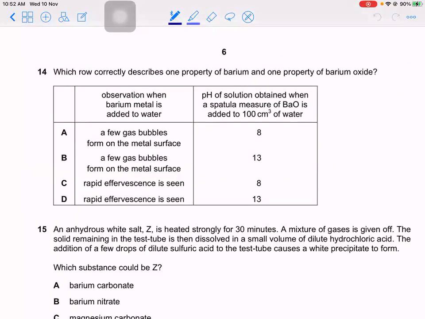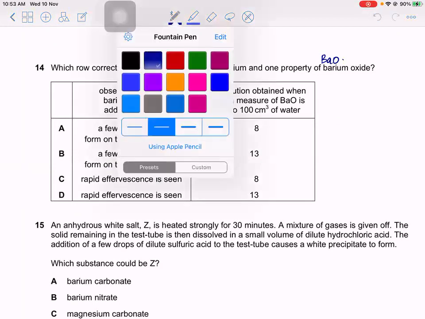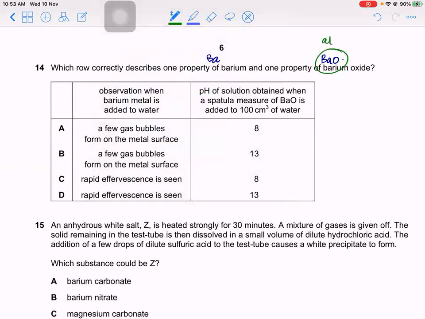14. Which row correctly describes one property of barium and one property of barium oxide? So barium oxide, let's see. Barium oxide we know is alkaline. The pH of the solution will increase.